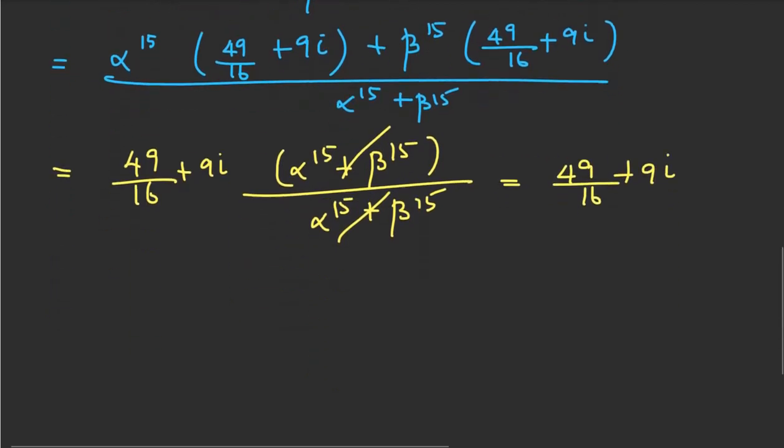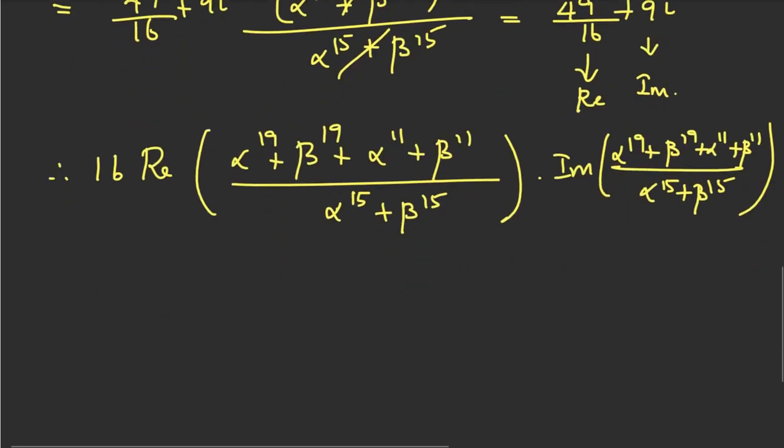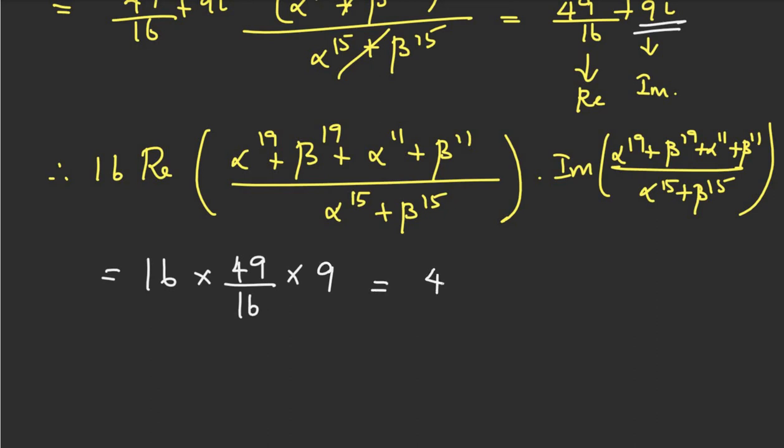Now I want the real part, and this is the real part of the given expression, and this is the imaginary part. Therefore, this term is equal to 16 times 49 by 16 into the imaginary part, which is 9 here. So 49 into 9 is equal to 441.